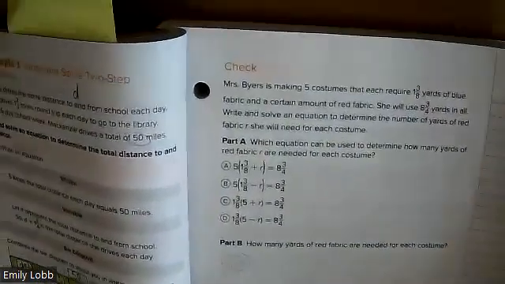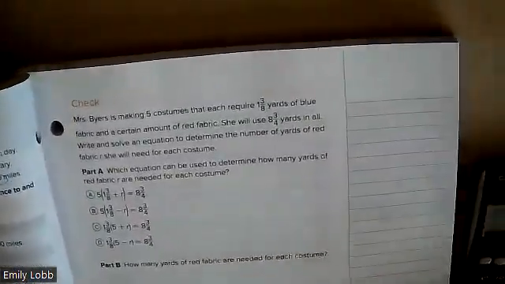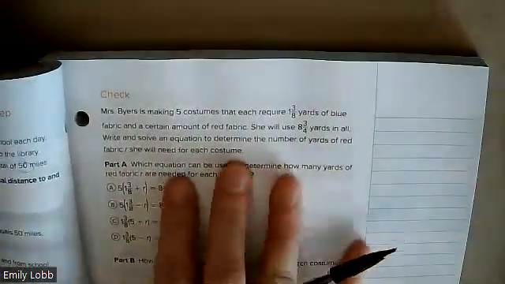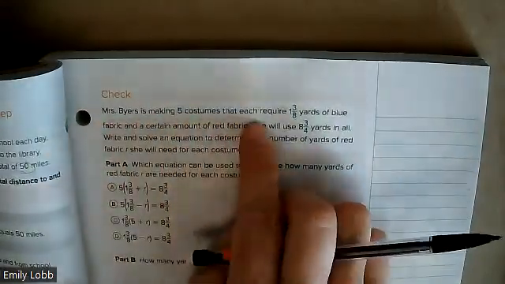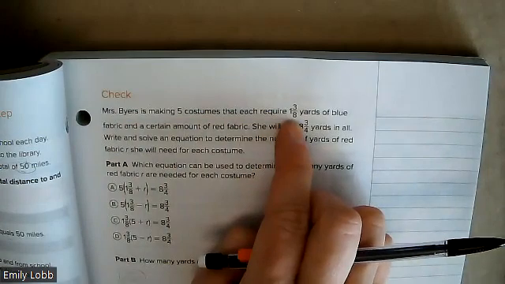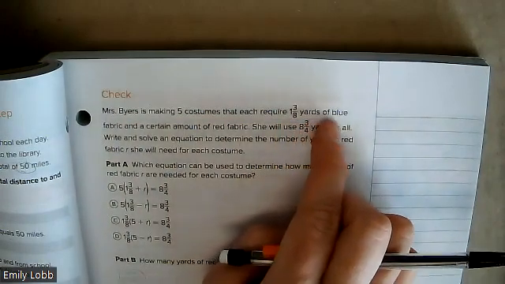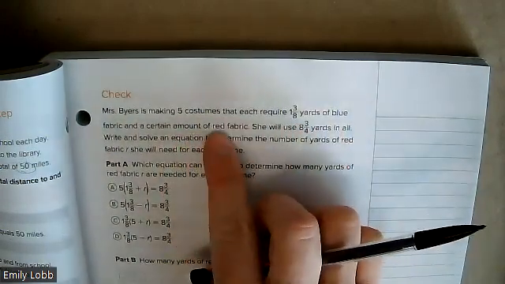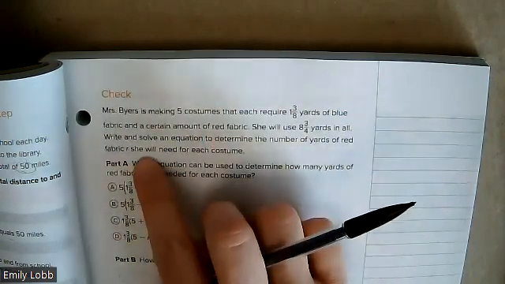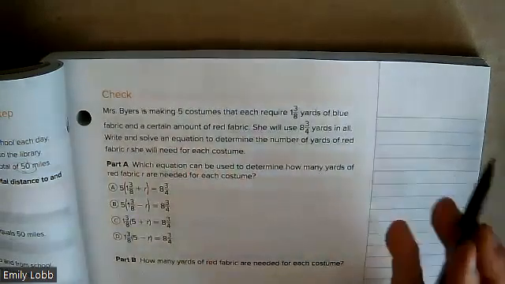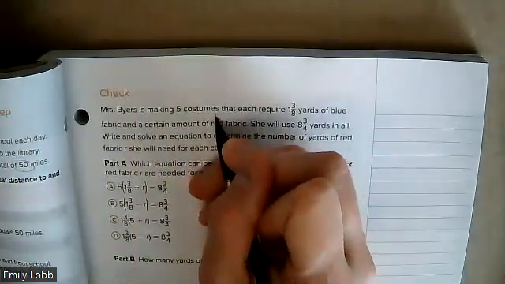All right, let's just be sure we know how to set this equation up, at least get through part A here. Mrs. Byers is making 5 costumes that each require 1 3/8 yards of blue fabric and a certain amount of red fabric. So what do you think we want to know? How much? Yes. So we could call it R. It looks like they want us to call it that.